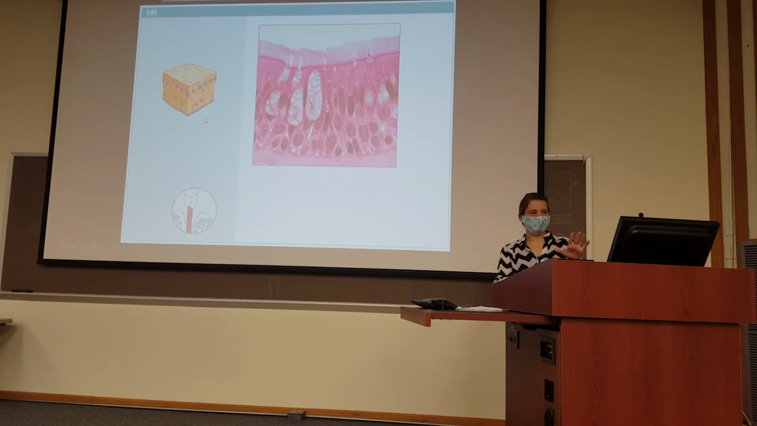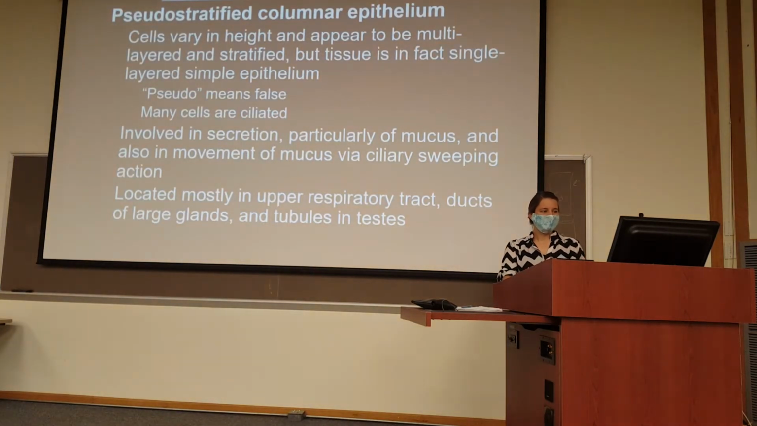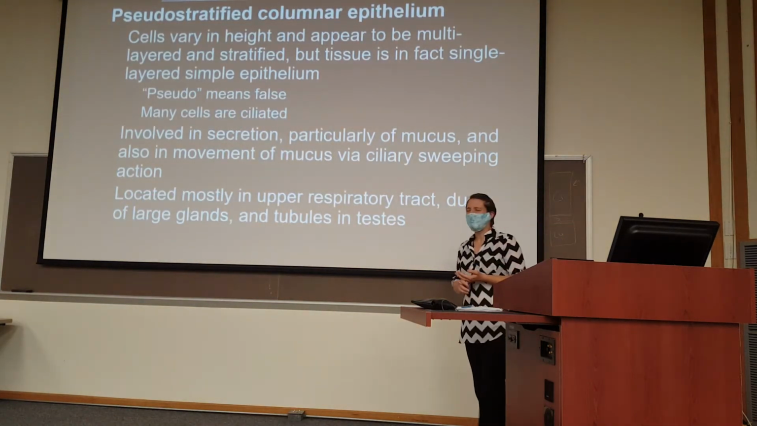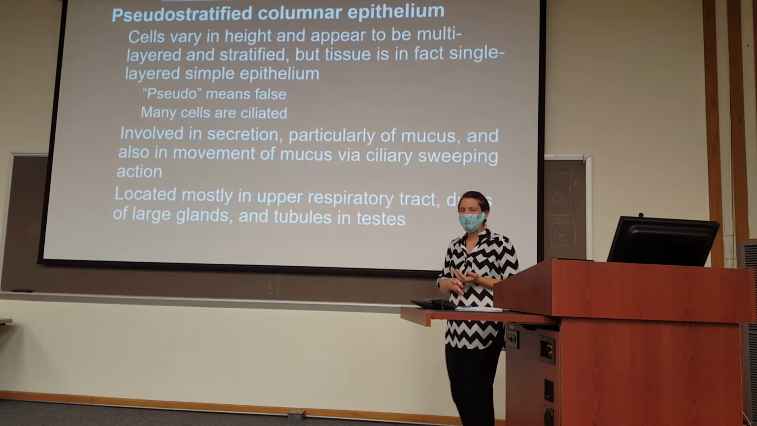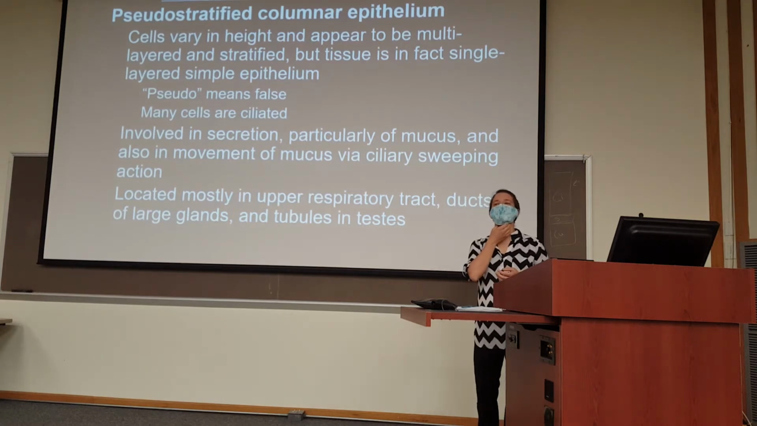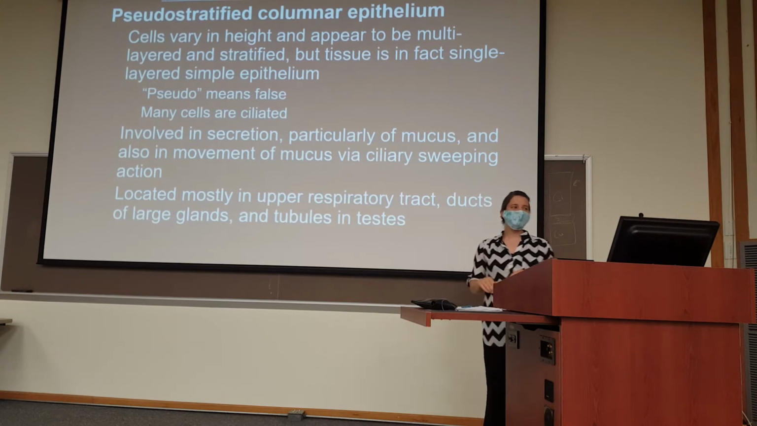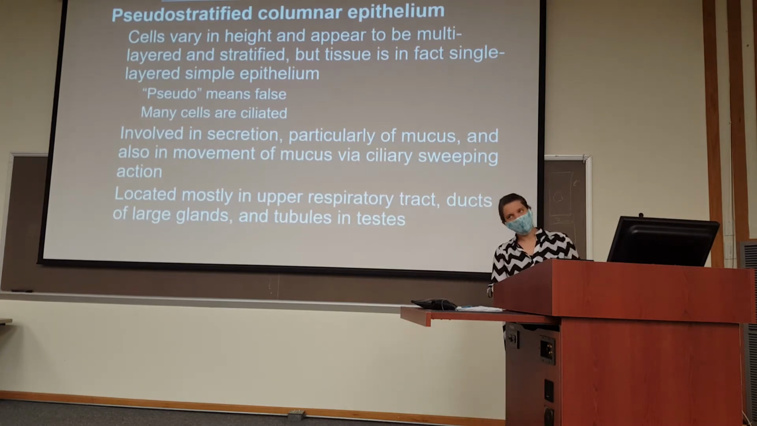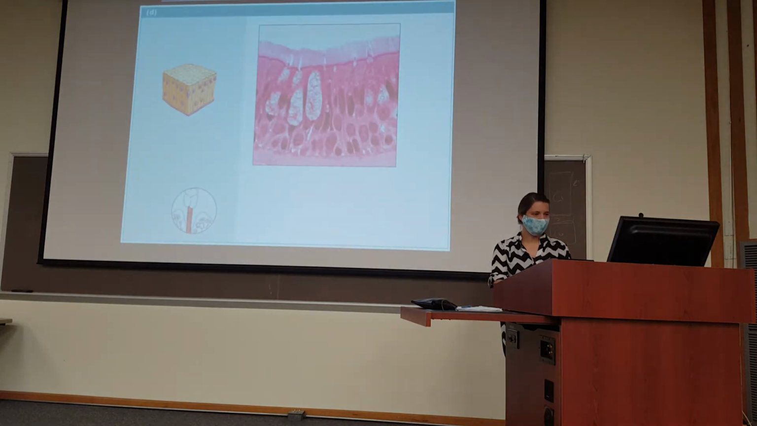Let's go over what we can first. Simple stratified. It's hard. It doesn't show up much. This stuff shows up in the testes, in a couple glands, and in part of your respiratory system, but just a little bit. It's called pseudostratified columnar epithelial, which is saying it looks like it's stratified.